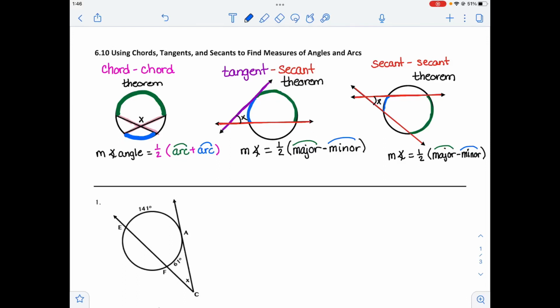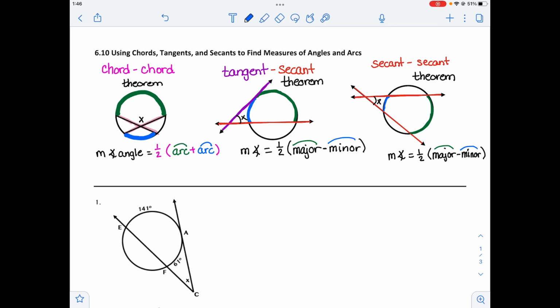We're going to talk about using chords, tangents, and secants to find measures of angles and arcs. So we have a couple of theorems. This is not by any means all of the theorems, but these are the three that we're going to talk about, and then one as we progress. So first we have the chord theorem.